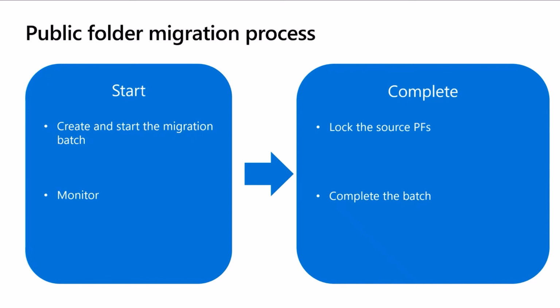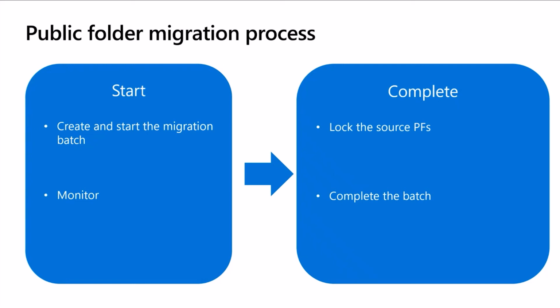After you have confirmed all user mailboxes have been migrated to Exchange Online, you will go for completion of the public folder migration batch. As part of completion, you will lock the public folders at source. This step requires downtime. The lock is required to prevent changes to public folders at source during finalization. At this stage, no users will be able to access the public folders.